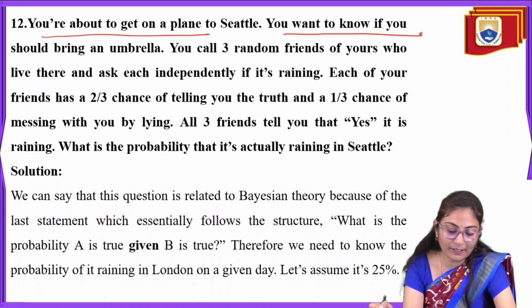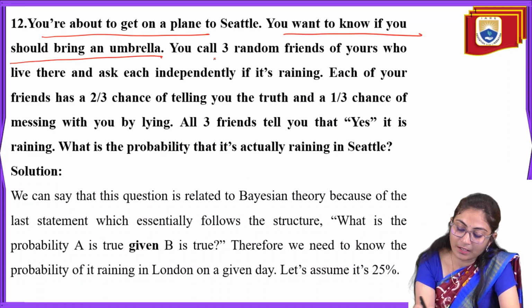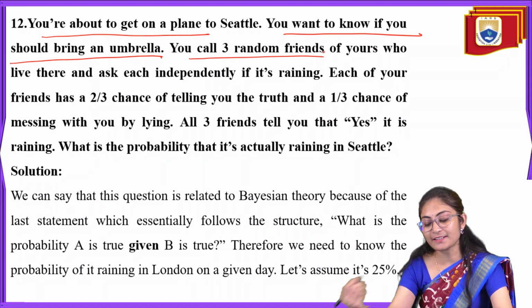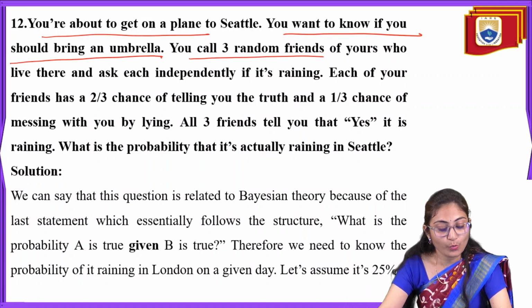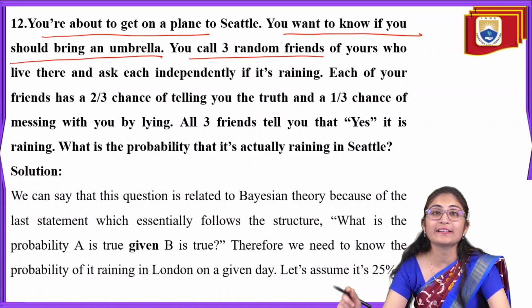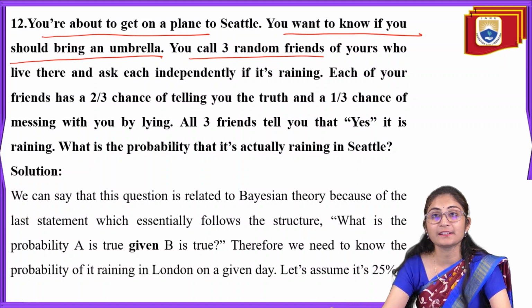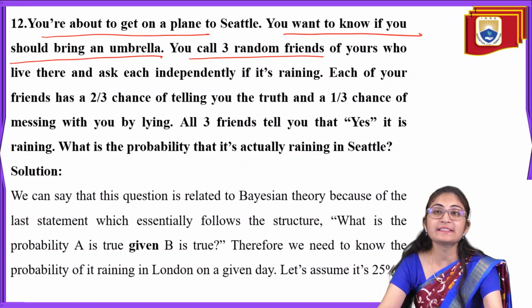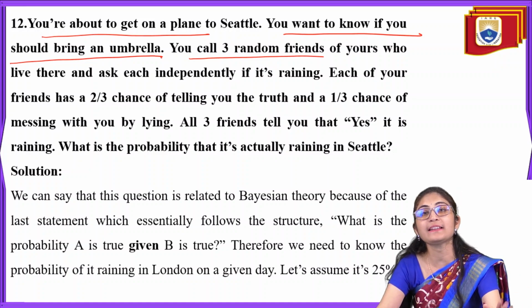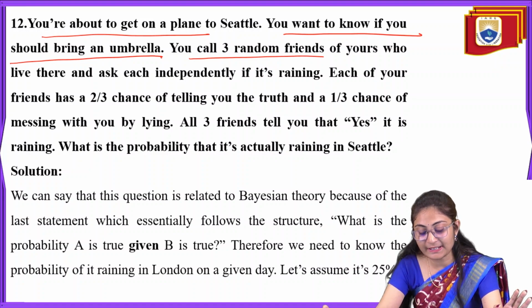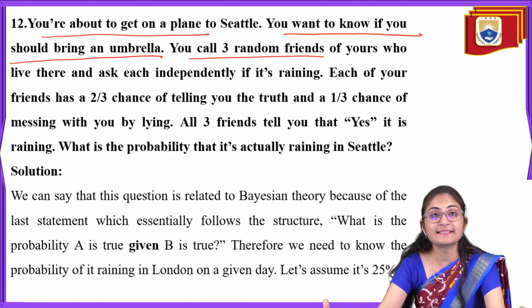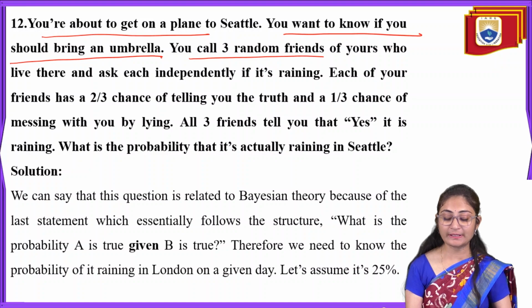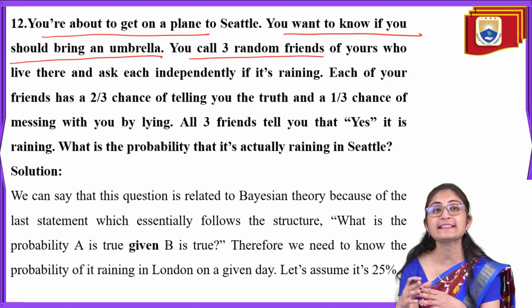Now you are about to get on a plane to Seattle. You want to know if you should bring an umbrella. You call 3 random friends of yours who live there and ask each independently if it's raining. Each of your friends has a 2 by 3 chance of telling you the truth and a 1 by 3 chance of messing with you by lying. Now all 3 friends tell you that yes, it is raining. Then what is the probability that it's actually raining in Seattle?